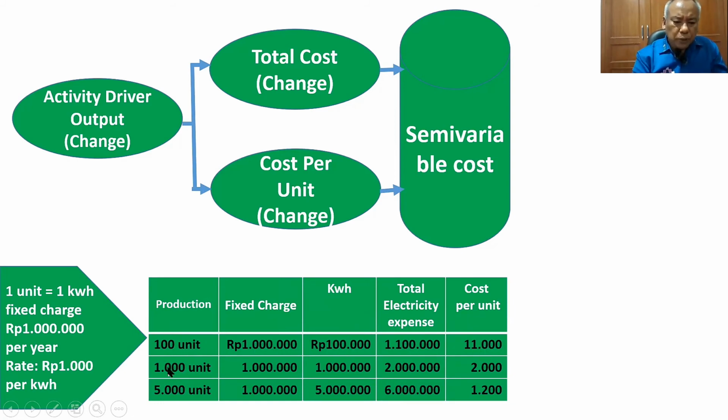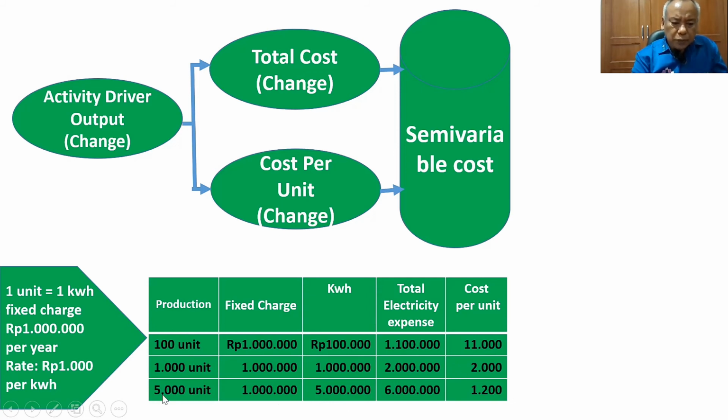If we produce 1,000 units, we have the fixed charge, and then the kilowatt hour cost will be 1 million, so 1,000 units times 1,000. So the total will be 2 million. 2 million divided by 1,000, so the cost per unit, in this case cost per kilowatt hour, will be 2,000.